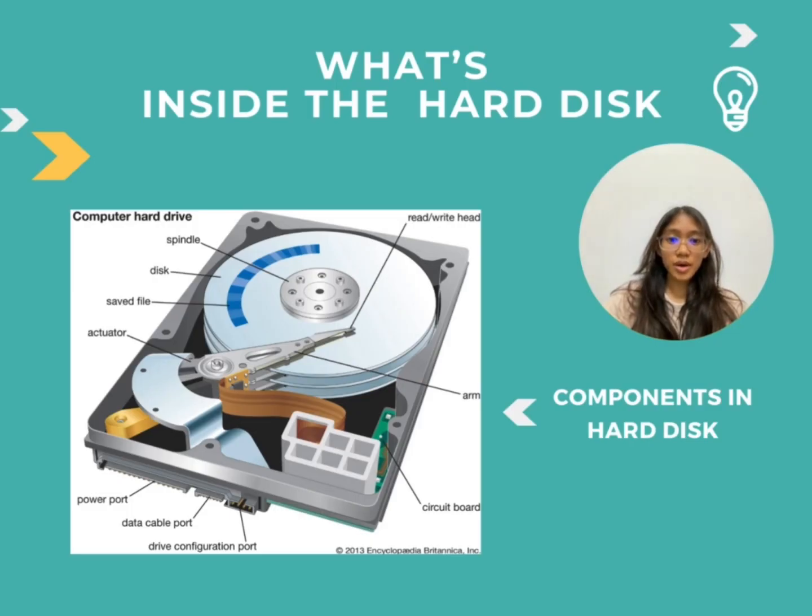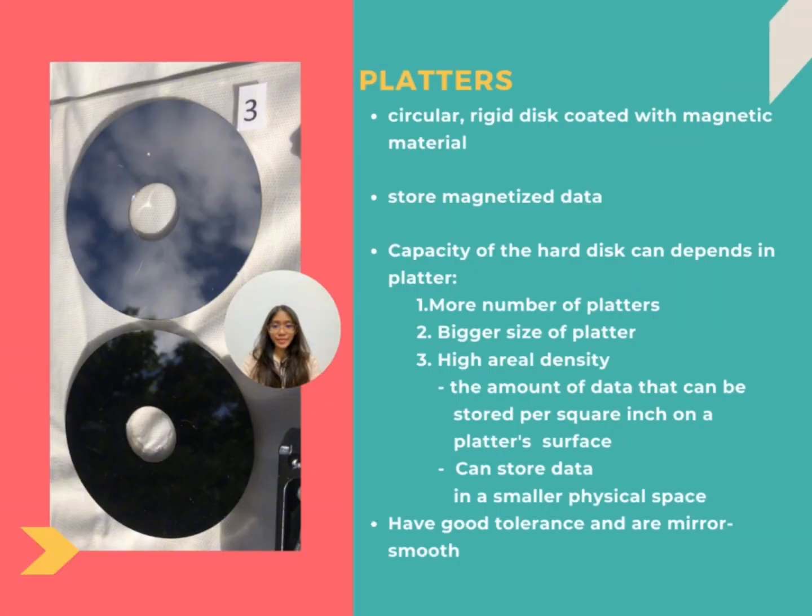So to know how hard disks function, we need to take a look inside the hard disk. There are several components inside the hard disk, and we will be focusing on four major components, which are platters, spindle, read or write head, and actuator. The first component of the hard disk is platters. Platters are circular, rigid disks coated with magnetic material that store magnetized data.